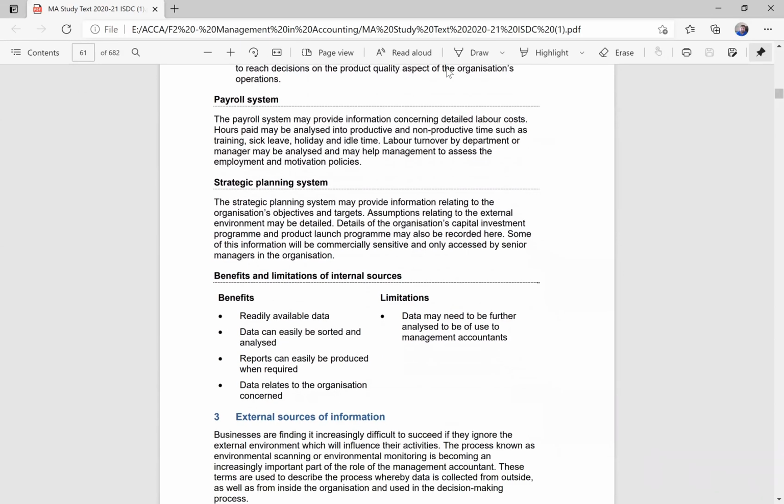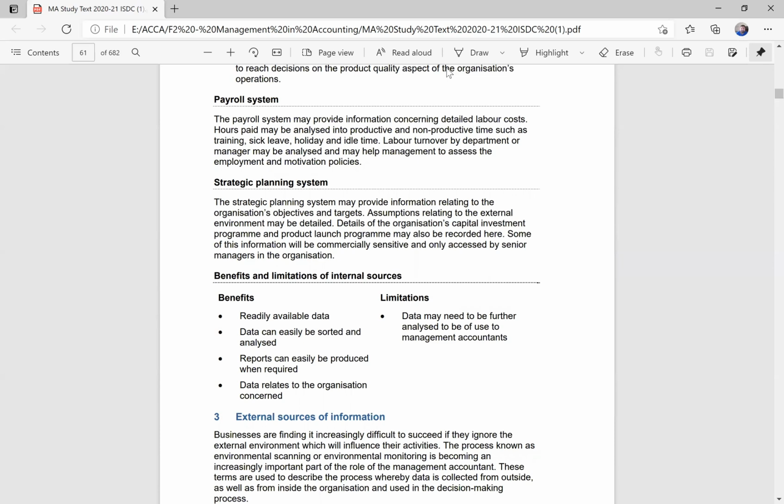Payroll system relates to the system in which you're recording the labor cost. You're recording how many hours a particular person worked, how many hours of sick leave he took, how many hours of training he did, and all of that. Okay, so payroll system itself is a source of information for the company.